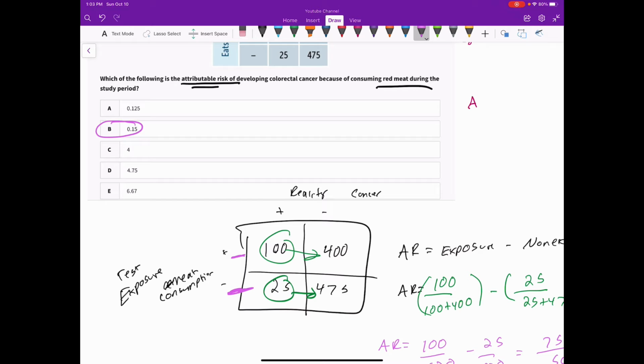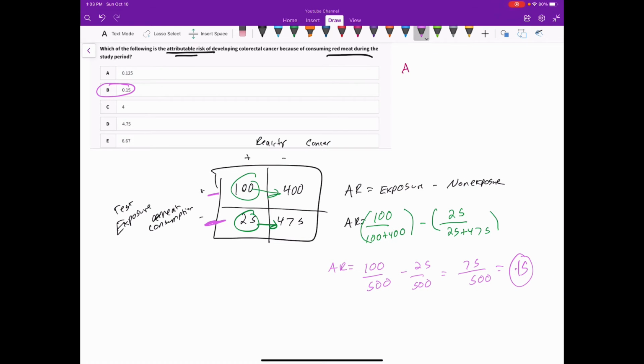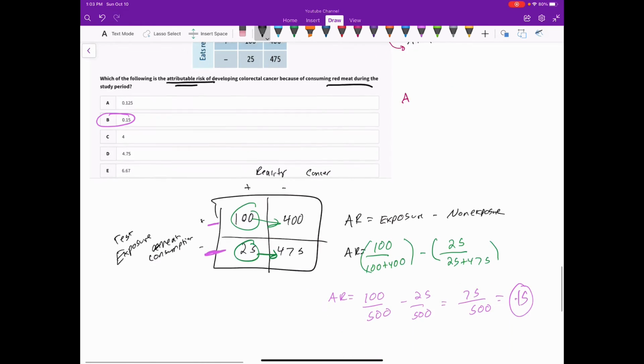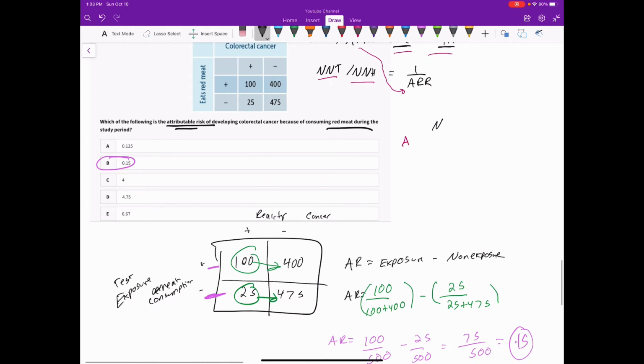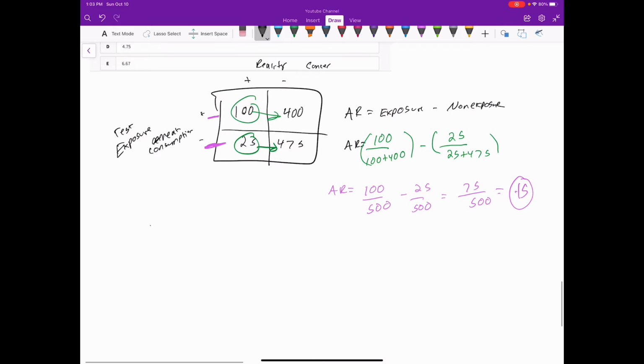Now, what if they asked us for the harm, or the NNT, the number needed to treat? We could do that one, or we could do number needed to harm. Let's just do number needed to harm. So number needed to harm is going to be NNH, and NNH is going to equal 1 over AR, or 1 over ARR, same thing. So NNH is going to equal 1 over our AR, which is 0.15.